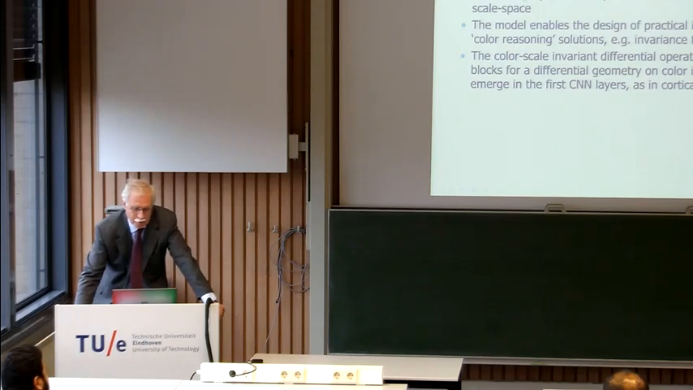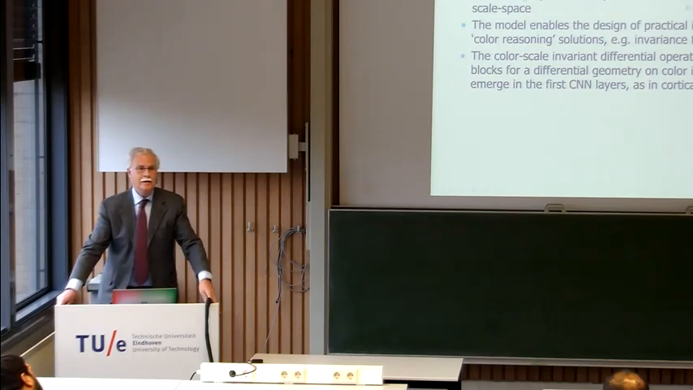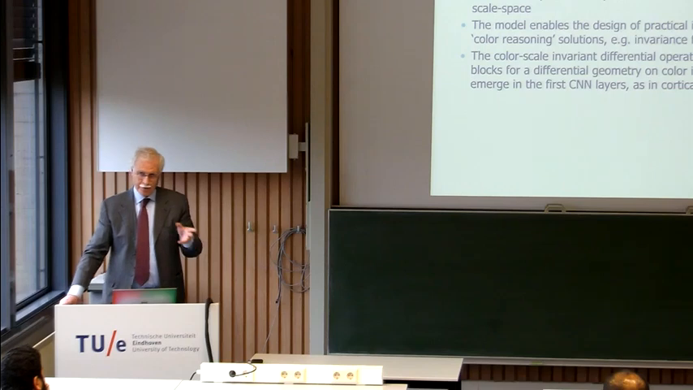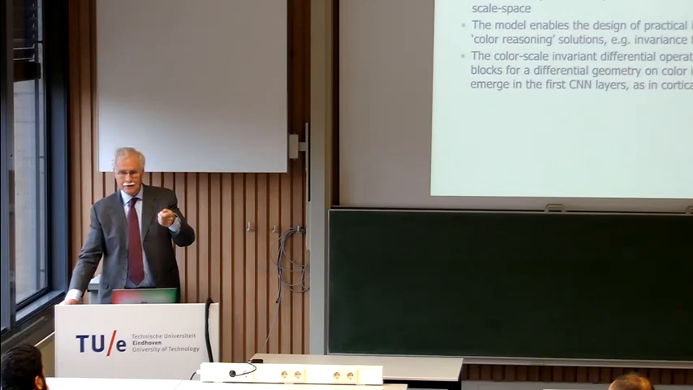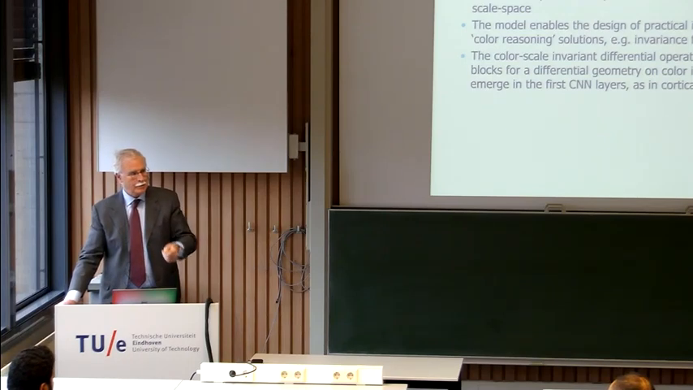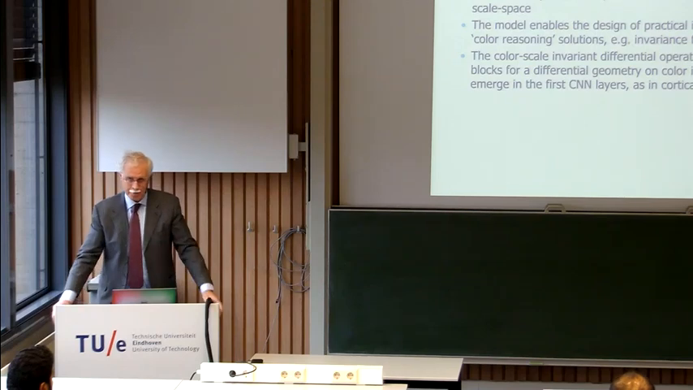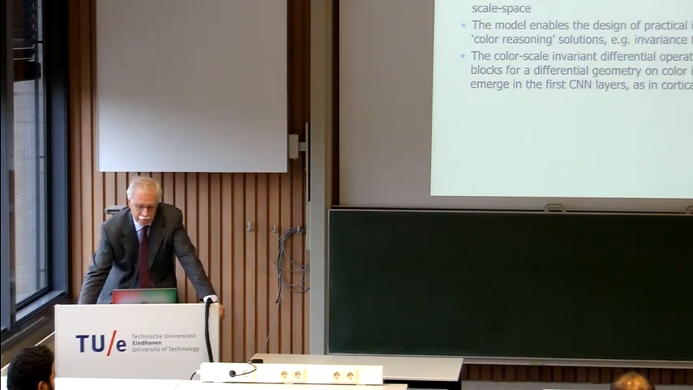Okay, so color space is compatible with the classical luminance space. So we have derivatives, we have Gaussians. It's not multi-scale, it is 1 scale. In this model, because we look at the ratio between the derivative of a property and the property itself, we kick out a lot of geometrical properties. So we are invariant to the illumination. And we can build differential operators, and they emerge in the first convolutional neural network layers as well as in cortical V1. So thank you very much.